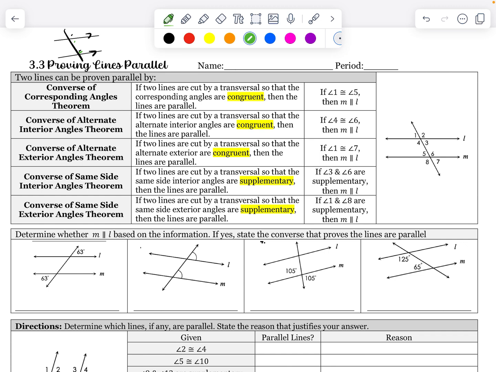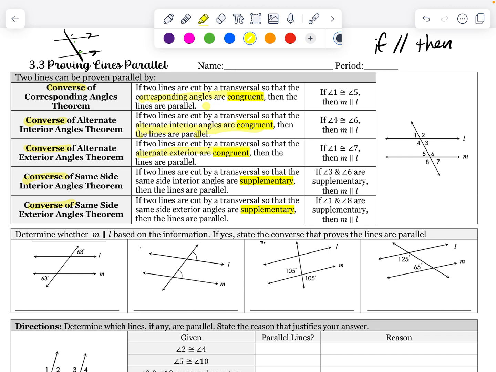What we used to do was: if parallel, then corresponding angles are congruent. Today we're doing: if the corresponding angles are congruent, then the lines are parallel. So we are doing the converse of all of these. If corresponding angles are congruent, then the lines are parallel. If alternate interior angles are congruent, then the lines are parallel. If alternate exterior angles are congruent, then the lines are parallel.